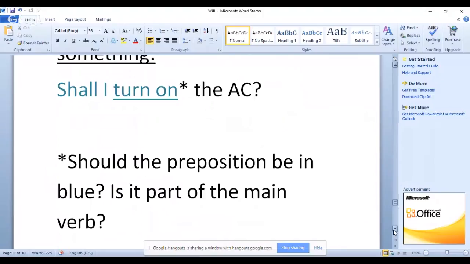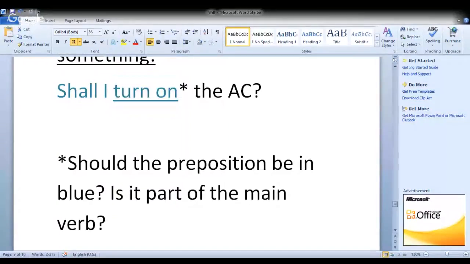So should the preposition be in blue? Is it part of the main verb? That's what I was debating when I was doing this, because we have the base verb. Well, the base verb would be turn, but turn on really goes together. Do you see what I mean for the question? It's a phrasal verb. Exactly. And because it's a phrasal verb, there are two words to it. However, we need the two words to go together in order for it to show us the real meaning.